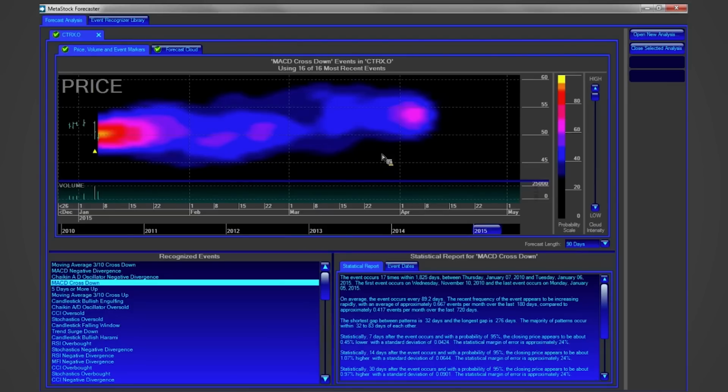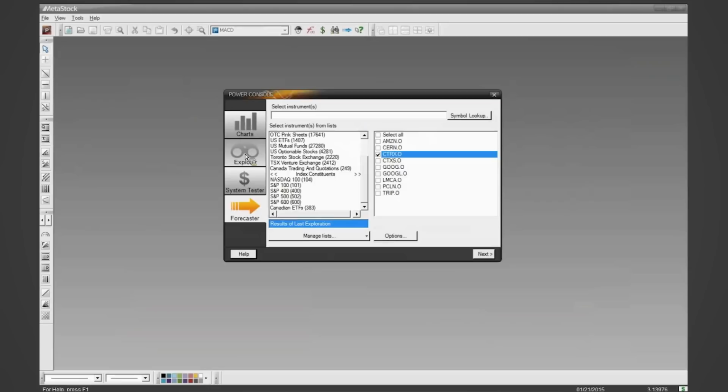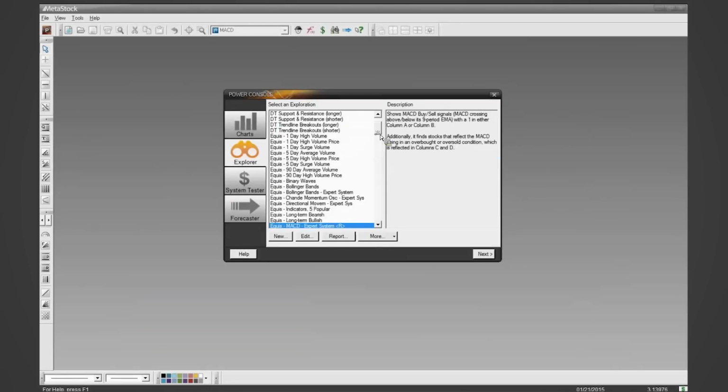Okay, so let's show you a different workflow that you can do where you don't have to use the system tester. If you want to skip the system tester and just use the forecaster, there's actually quite a number of scans that we've built in around just the events that are built into the forecaster. So what you can do is come in here and choose any of the different events. Let's just take one here as an example.